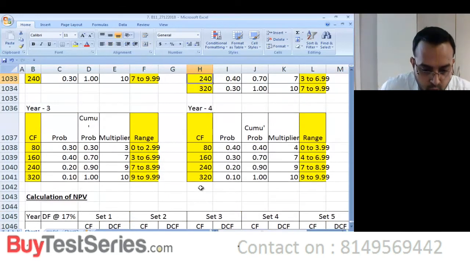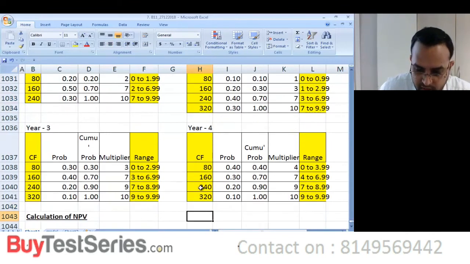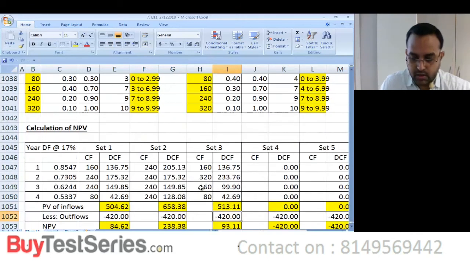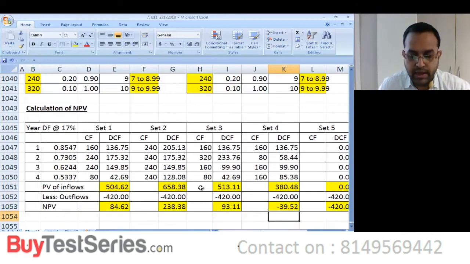Set 4, it is 4036. The values are 160, 80, 160, 160. And the net present value is minus 39.52.